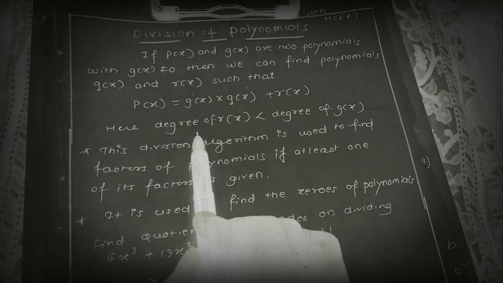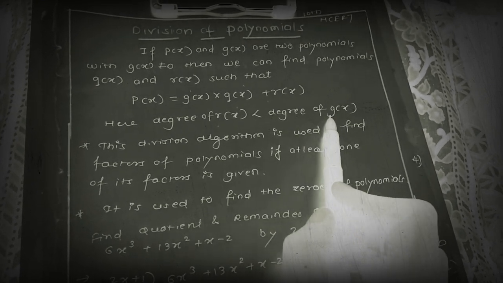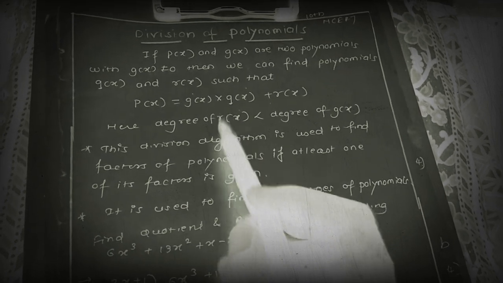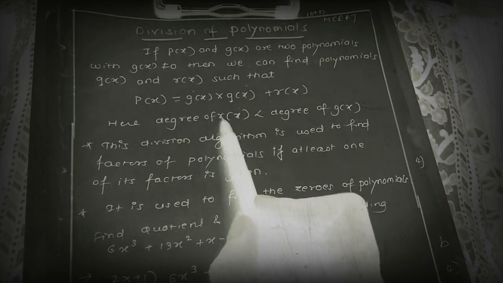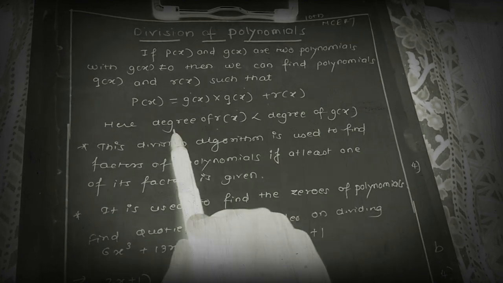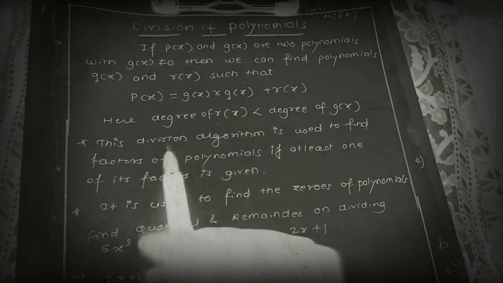Remember, the degree of the remainder will always be less than the degree of g of x. It means you will go on dividing the polynomials till you get the degree of the remainder less than the degree of g of x. When the degree of the remainder is less than the degree of the divisor, you have to stop the division.